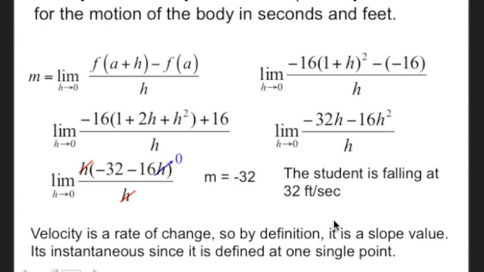So velocity is a rate of change. So by definition, like I said, it was a slope value. And since we used the limit here, and we didn't do just a rise over run, but we actually took the limit of a function, that means we call it an instantaneous rate of change, meaning it's defined at 1 point, and that point is t equals 1 second, as opposed to using 2 points to define a rate of change. So just to recap, we've hit 2 really big concepts here.